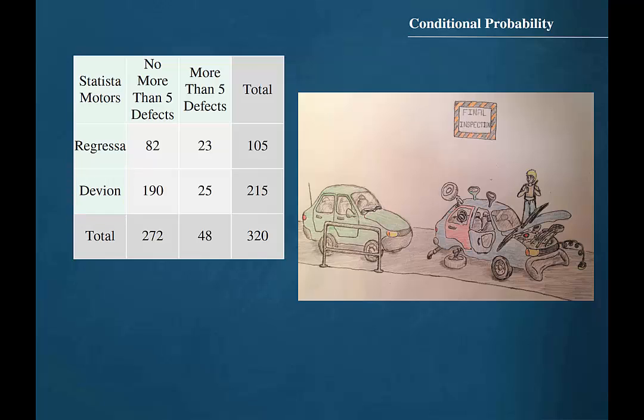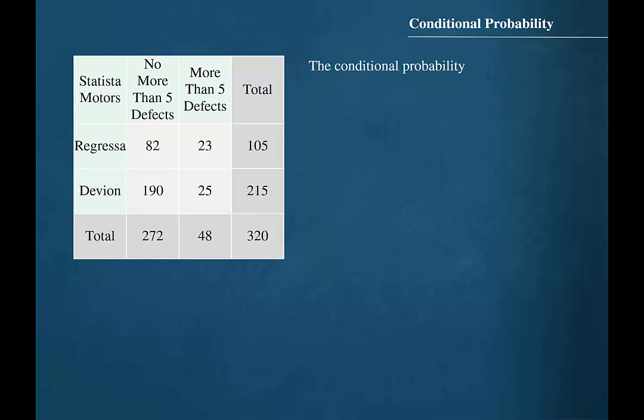Each vehicle is thoroughly inspected throughout the process of production. The average number of vehicles with no more than 5 defects and more than 5 defects can be seen in the table. We will use this contingency table to learn how to calculate a conditional probability.